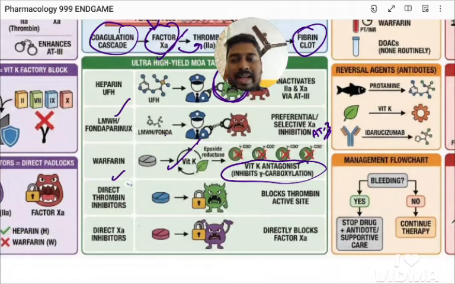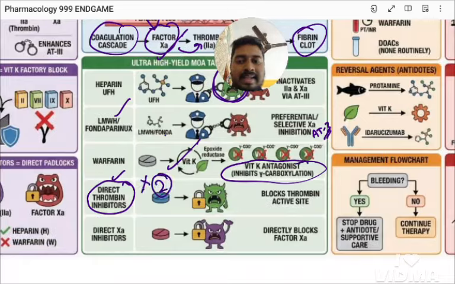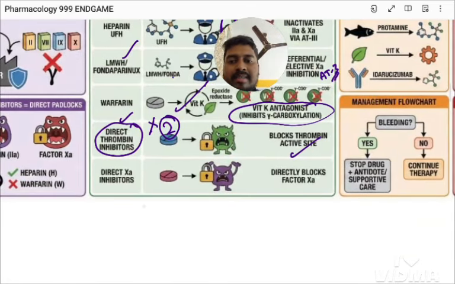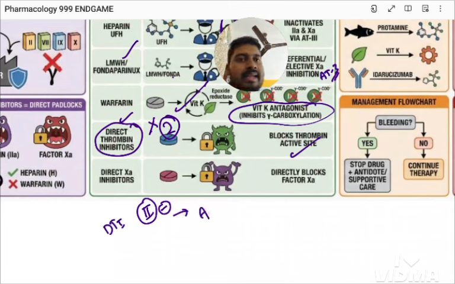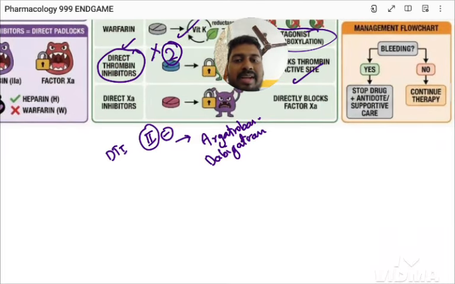Now direct thrombin inhibitors means they directly inhibit factor 2. We call them DTI. One is argatroban and second is dabigatran. And one more is bivalirudin, but I think you don't have to know. Just argatroban and dabigatran you will have to remember.